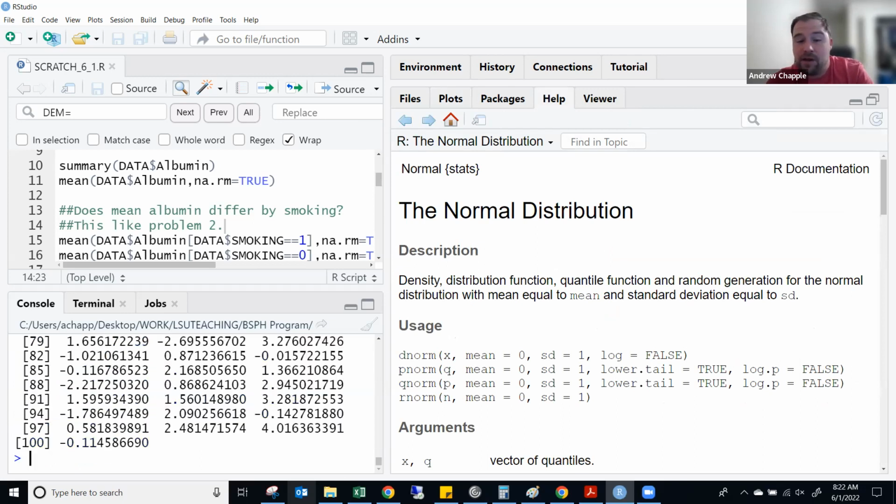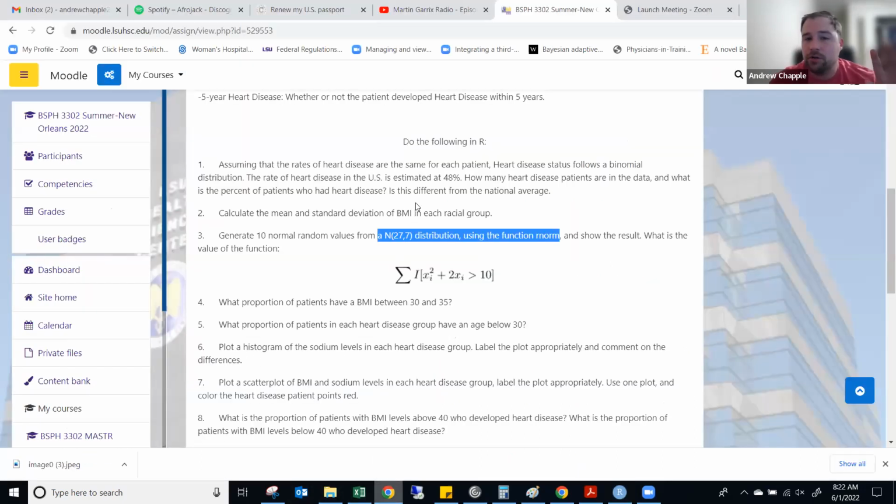So now I have my random data points. But what you're going to do is randomly generate those data points, and then calculate this sum. You're going to show me the 10 random variables, and you're going to actually calculate this sum in R. So you're going to have to create indicator variables and things like that. What's the proportion of patients that have a BMI between 30 and 35?